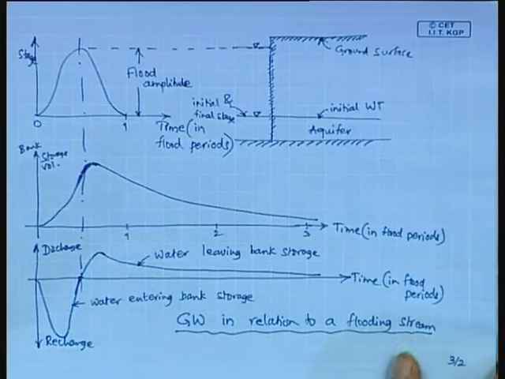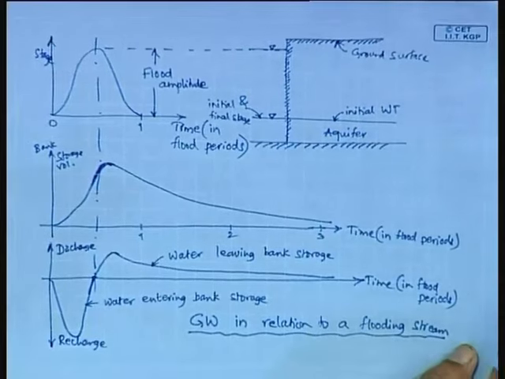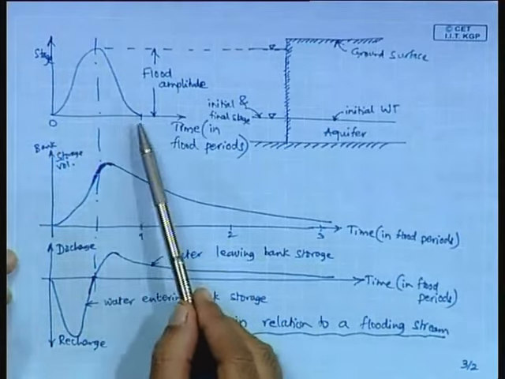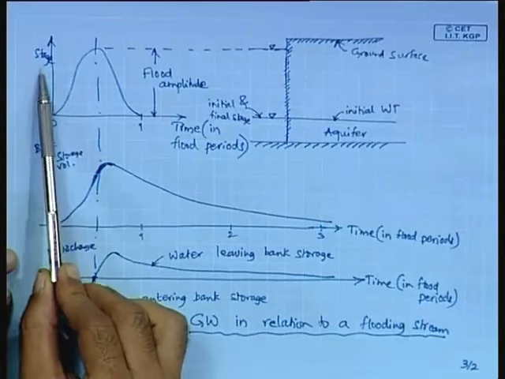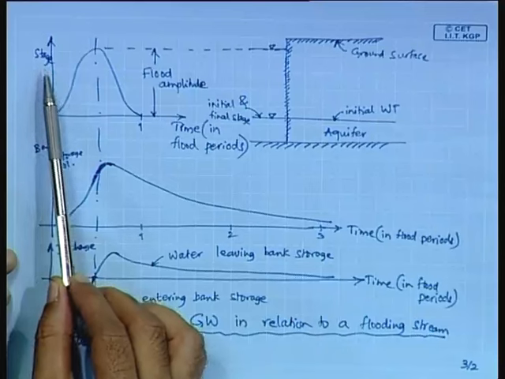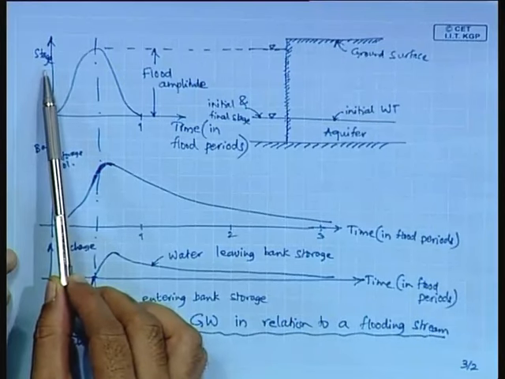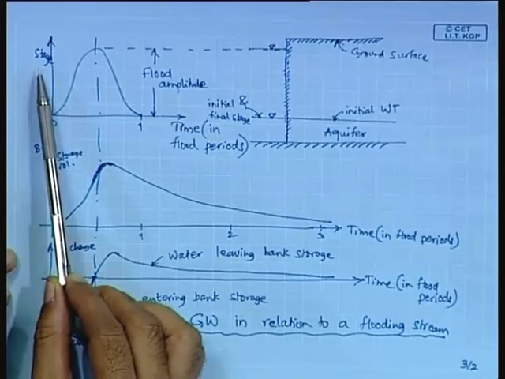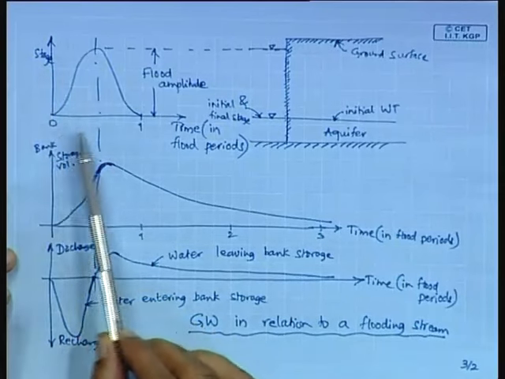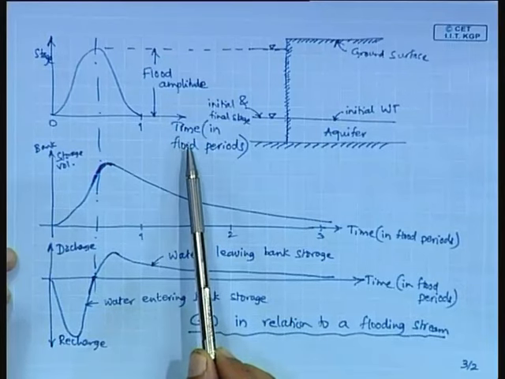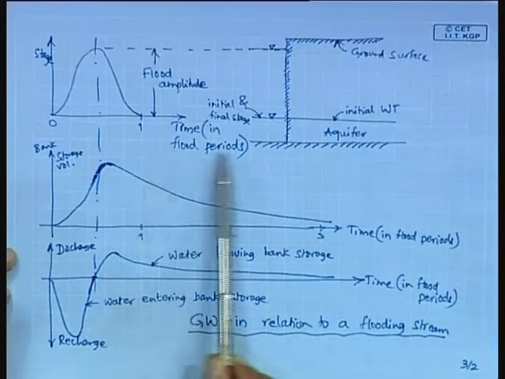Let us consider in this case a flood stage hydrograph, which represents the variation of stage, which is essentially the water level in the stream at a particular location with respect to a standardized datum such as the mean sea level, and its variation with time.